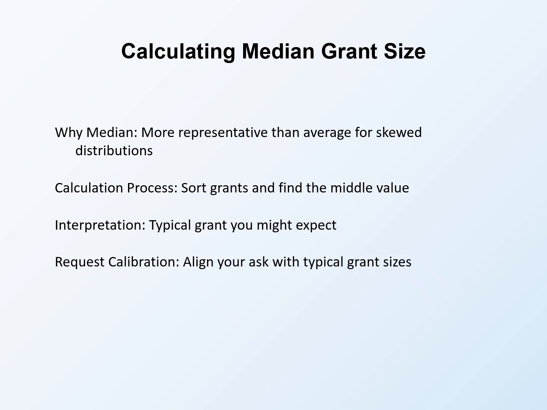Request calibration uses median to align your ask appropriately. If the median grant is $15,000 and you request $200,000, your request is unusual. You might succeed, but you would be asking for something atypical. Requests near the median are more likely to fit foundation patterns.